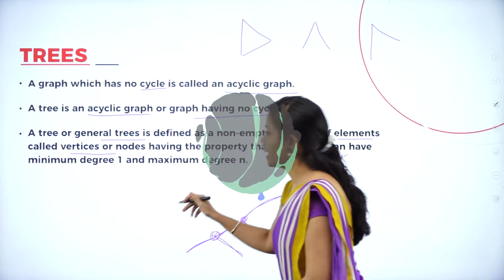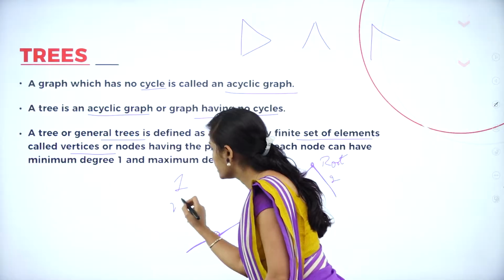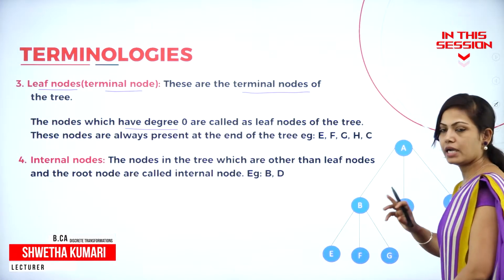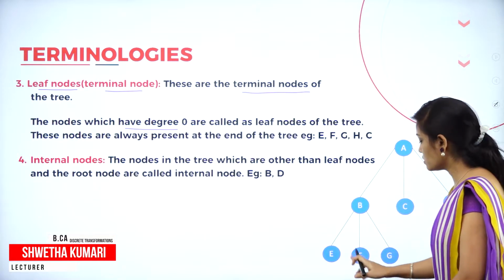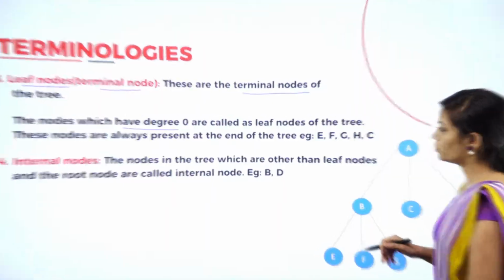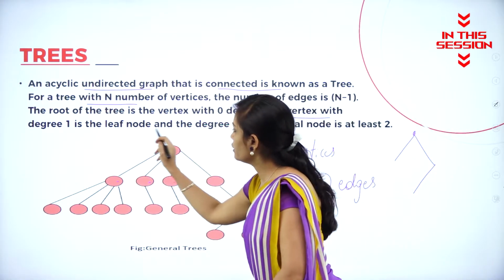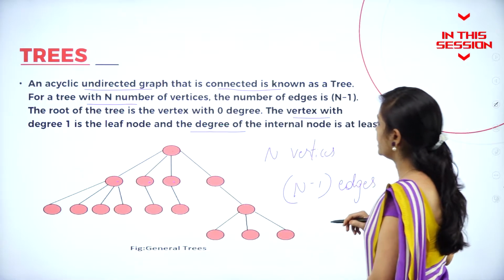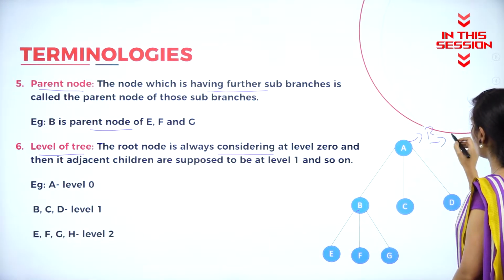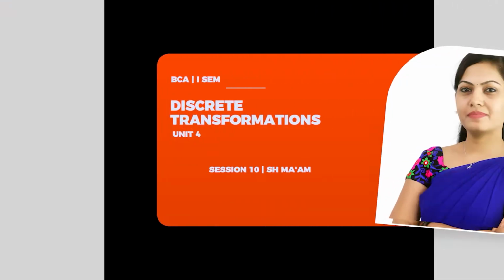A node can have minimum degree 1 and maximum degree n. Nodes which have degree 0, that means E, F, G are not connected to any other edges, so they have degree 0. A vertex with degree 1 is the leaf node and the degree of the internal node is at least 2. The root node is always considered at level 0.